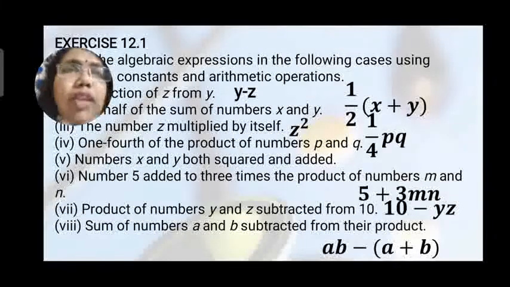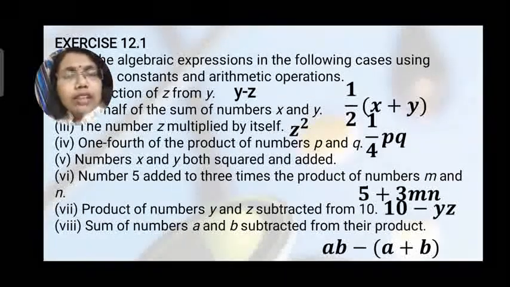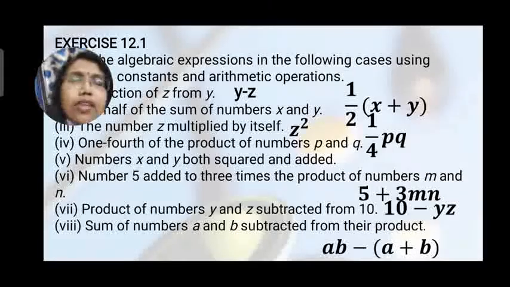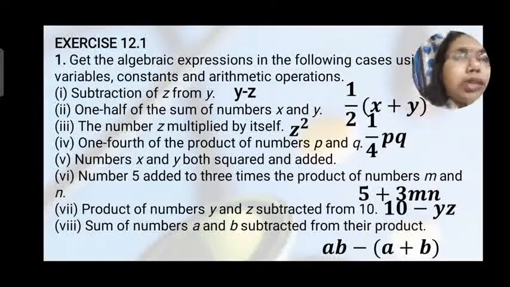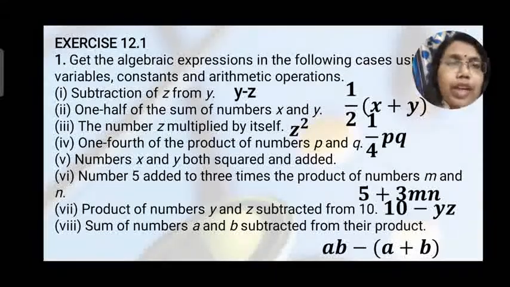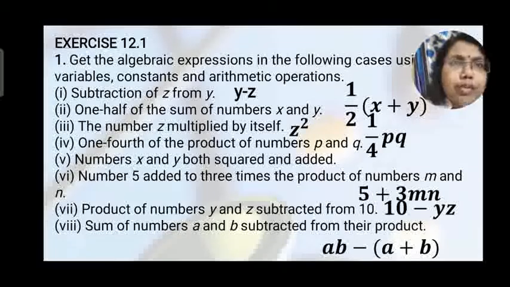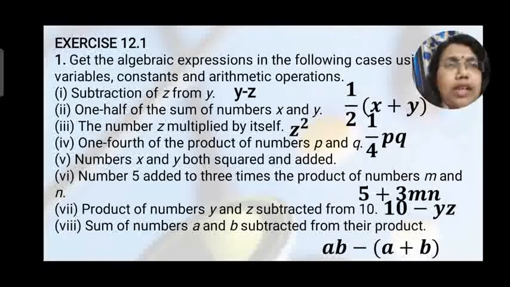Now here we come to exercise 12.1. Here we have to give a mathematical expression for these statements. So first, subtraction of z from y. That means z is subtracted from y. So y minus z.